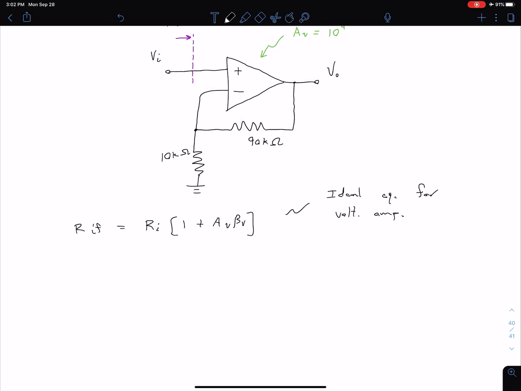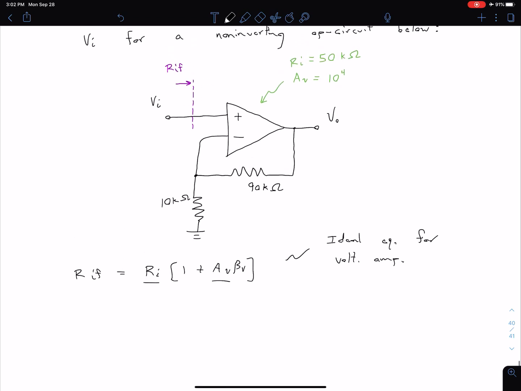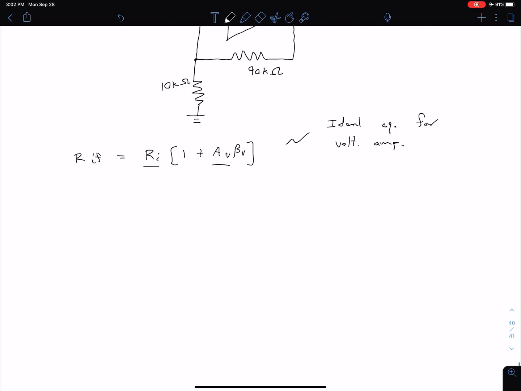And so we actually already know the Ri value, we already know the AV value, both of those are given, and we just need to figure out this beta sub V value. So what we saw in the previous video is that this beta sub V value is dependent on these resistors, R1 and R2, that are external to the op-amp. So we have 1 divided by 1 plus R2 over R1.